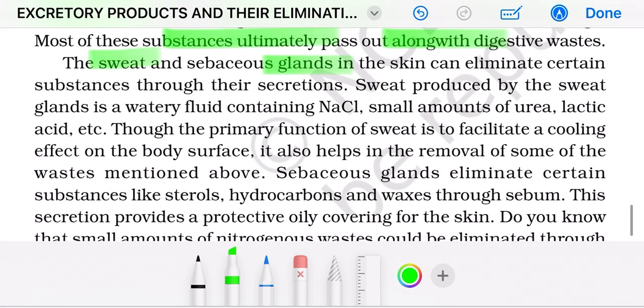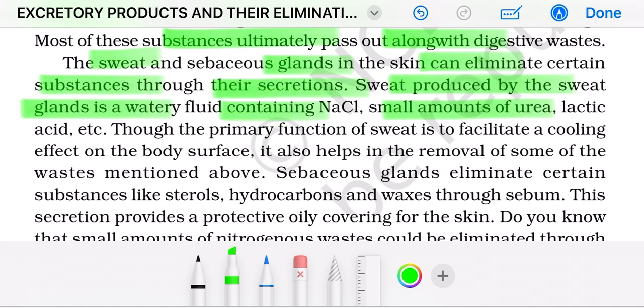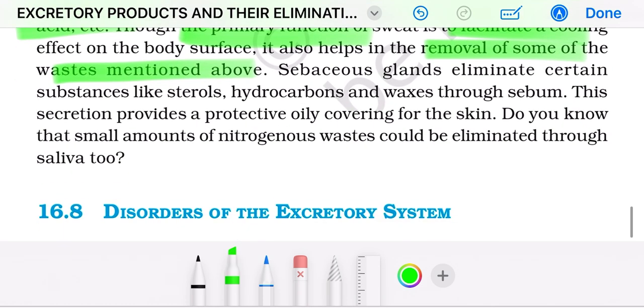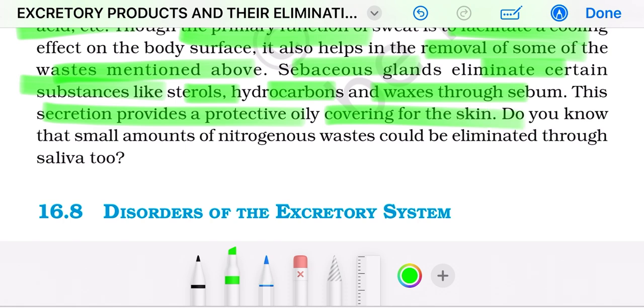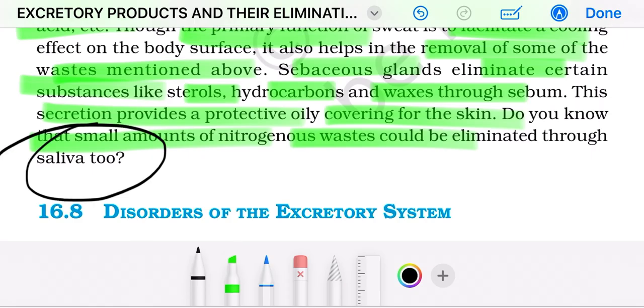The sweat and sebaceous glands in the skin can eliminate certain substances through their secretion. Sweat produced by sweat glands is a watery fluid containing NaCl and small amounts of urea, lactic acid, etc. The primary function of sweat is to facilitate a cooling effect on the body surface. It also helps in the removal of some of the waste as mentioned above. Sebaceous glands eliminate certain substances like sterols, hydrocarbons and waxes through sebum. This secretion provides a protective oily covering for the skin. Do you know that small amounts of nitrogenous waste could also be eliminated through saliva too?